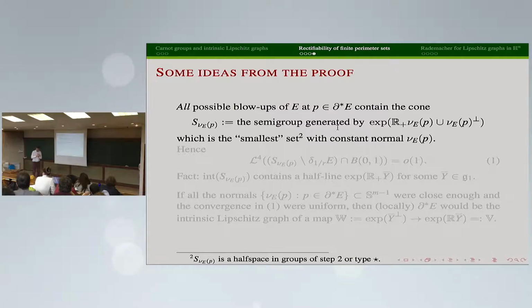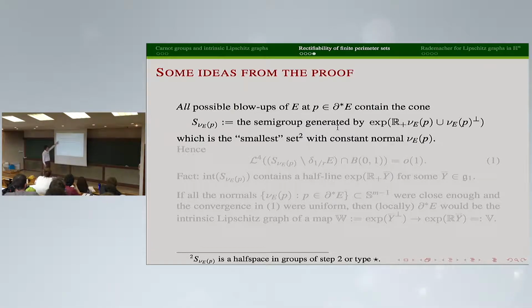When you blow a set up at a point of the reduced boundary, you are converging to a set, maybe up to subsequences. That set will have a constant horizontal normal. So it will have finite perimeter and its measure-theoretic normal will be constant. Now, this set is kind of the smallest possible set among all those with finite perimeter and constant horizontal normal.